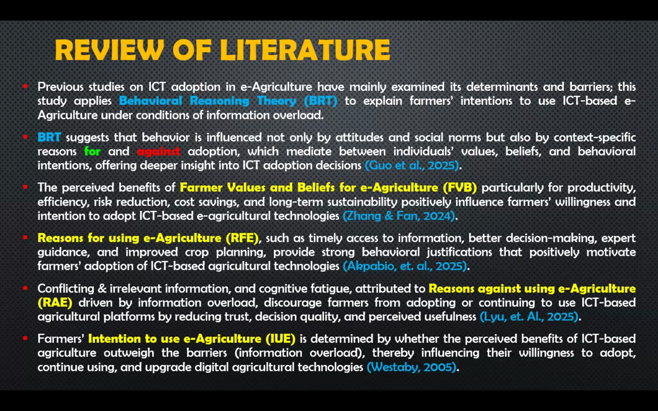Conflicting and irrelevant information and cognitive fatigue, attributed to reasons against using e-agriculture and driven by information overload, discourage farmers from adopting or continuing to use ICT-based agricultural platforms by reducing trust, decision quality and perceived usefulness. Farmers' intention to use e-agriculture is determined by whether the perceived benefits of ICT-based agriculture outweigh the barriers, that is information overload, thereby influencing their willingness to adopt, continue using and upgrade digital agricultural technologies.